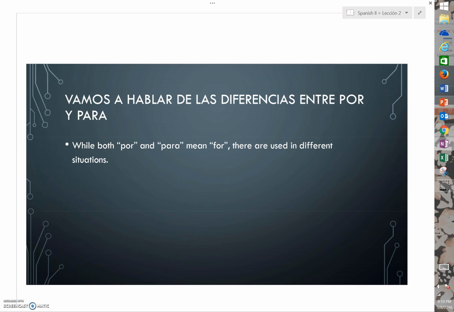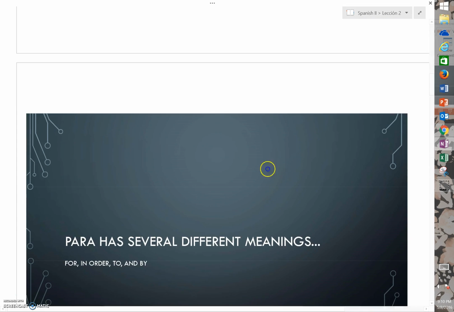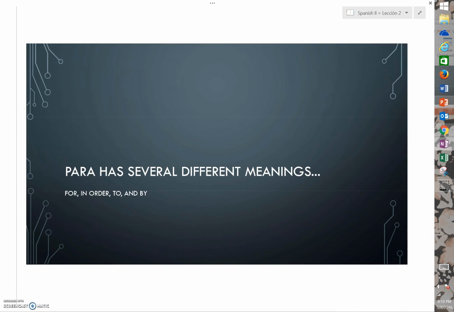Instead of doing them both at once, we're just going to start with para for tonight, and we'll get to por a little bit later this week. So, something very important we should talk about is the fact that para actually has several different meanings. Para does not just mean for. It also means in order to, and by. So para means 4 different things. And we're going to talk about how it's used and why it's used in certain situations right now.